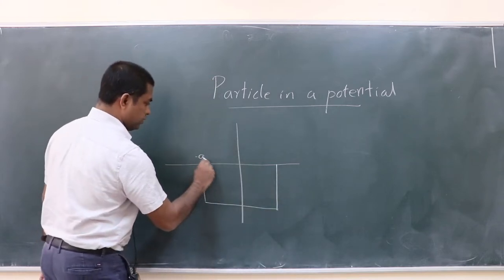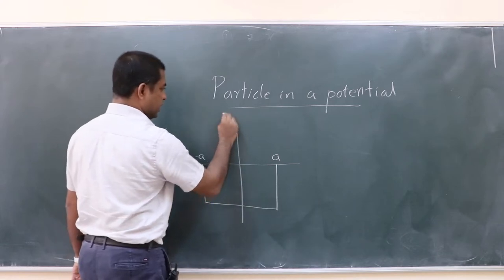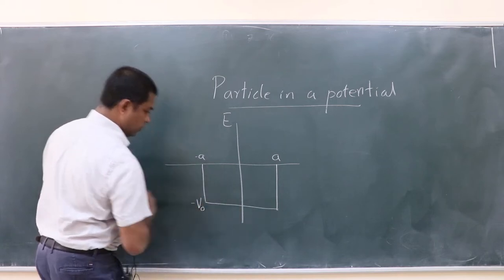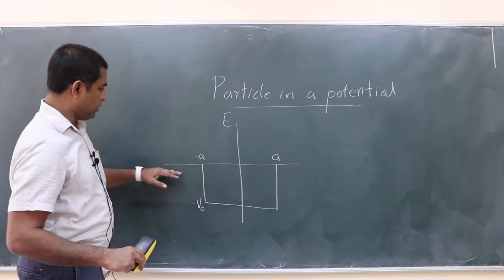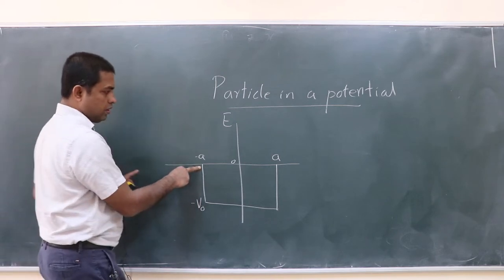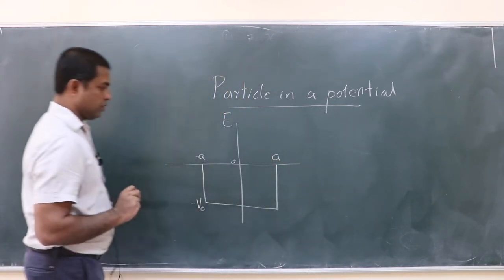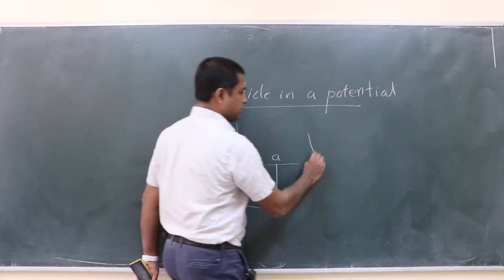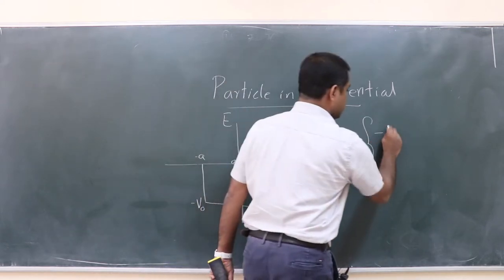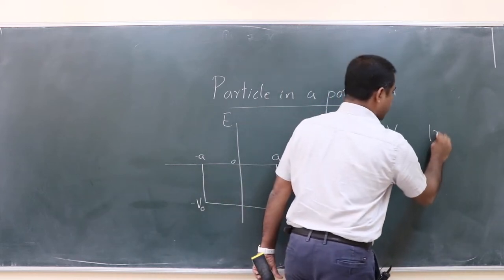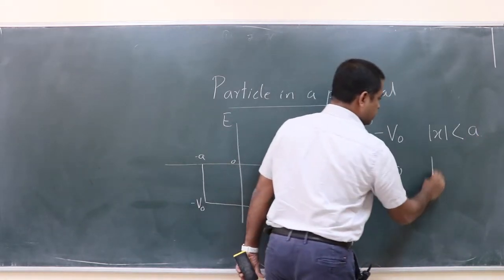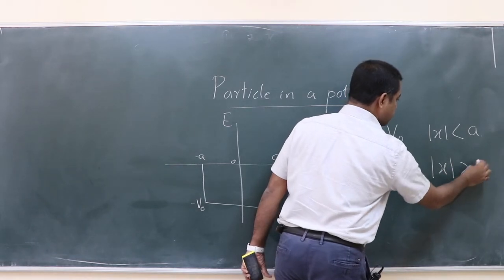So this is minus A, this is plus A. This is basically energy. So this is minus V0. So the potential is 0 from minus infinity to minus A, and from A to infinity it is again 0. Between minus A and A, the potential is V of x equal to minus V0 for mod x less than A, and 0 for mod x greater than A.